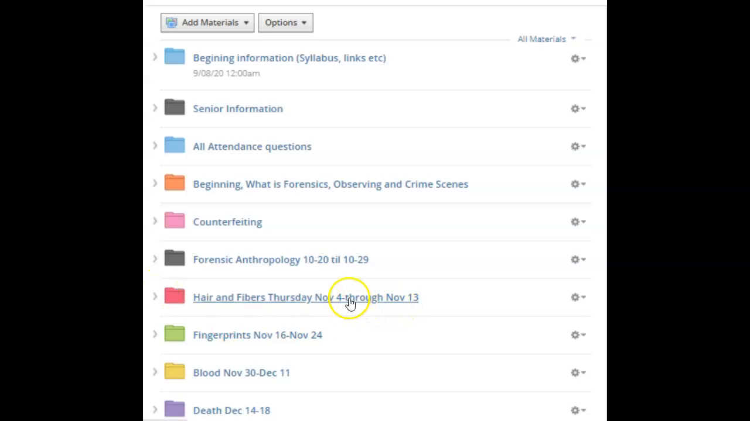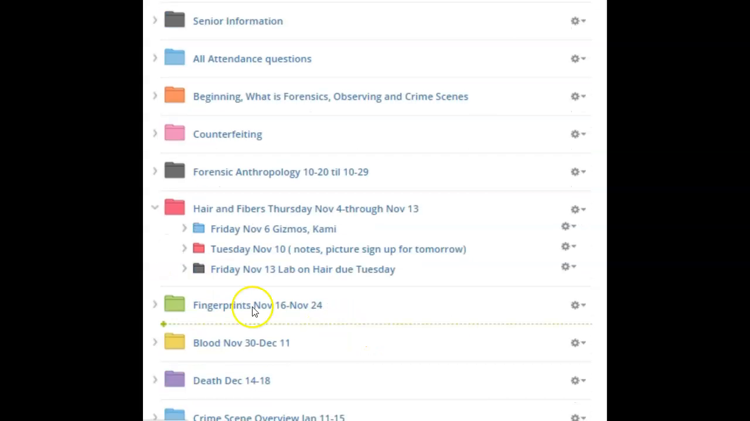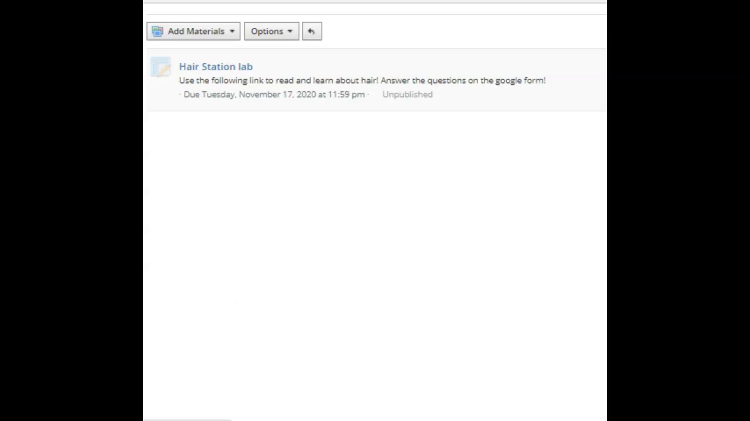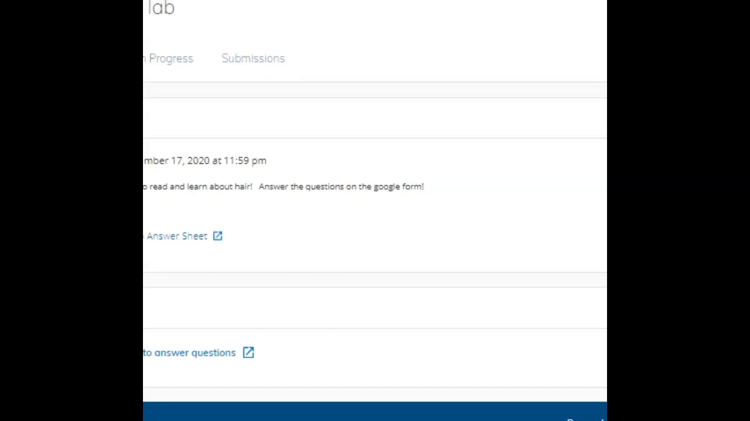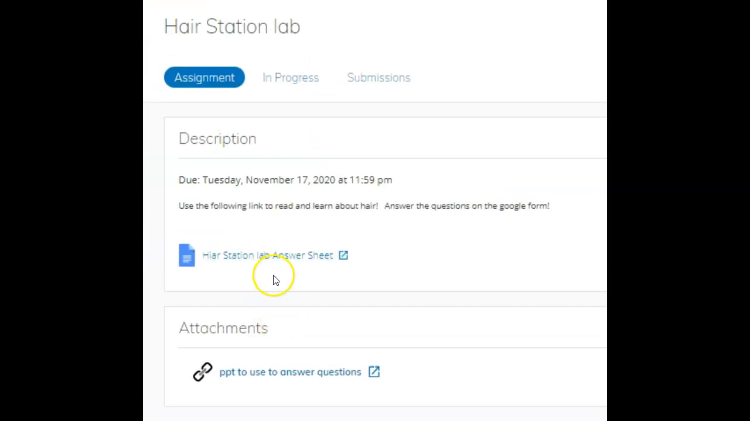So we are in this one because look, it says November 13th. So this is where we need to go. And we are going to go to the Friday the 13th lab on hair, which is due on Tuesday because that'll be the last time we meet. So it's going to be called the Hair Station Lab. You're going to click on that. Now, again, you can't see it, so it's very hard for you to know what it is. And let's take a look at it.